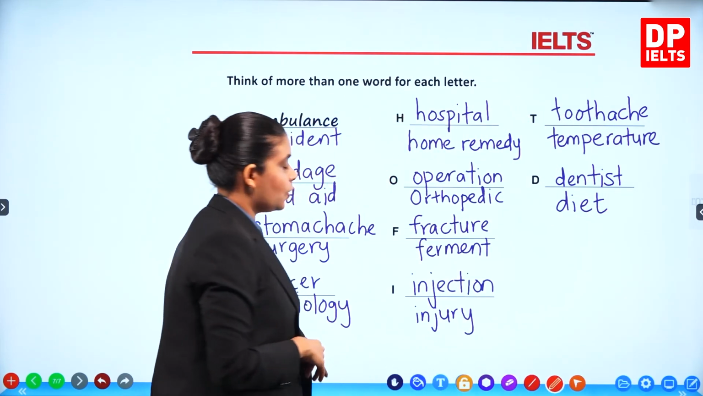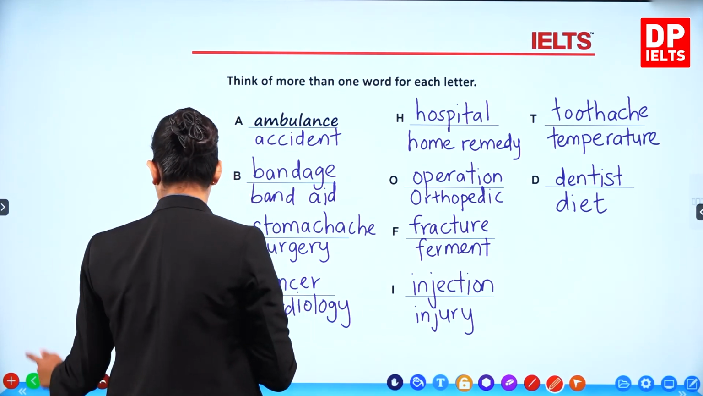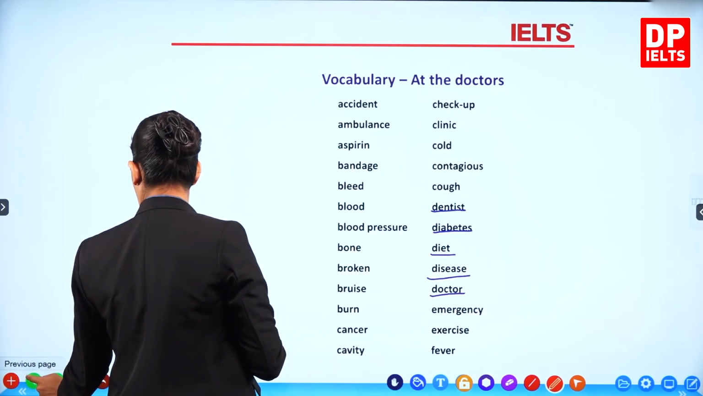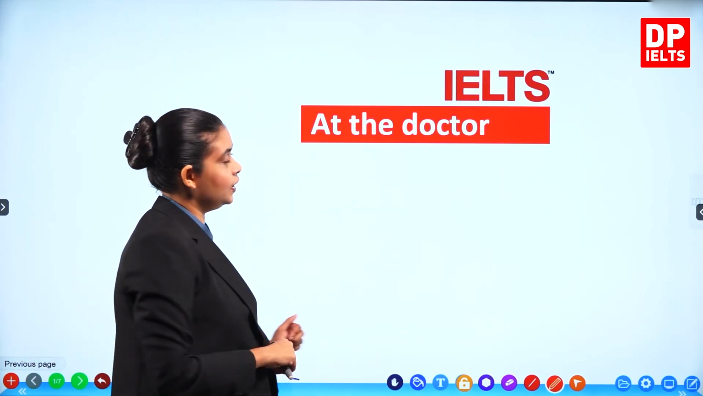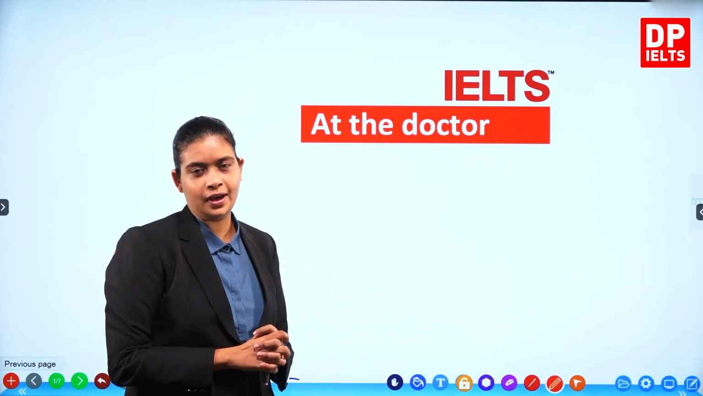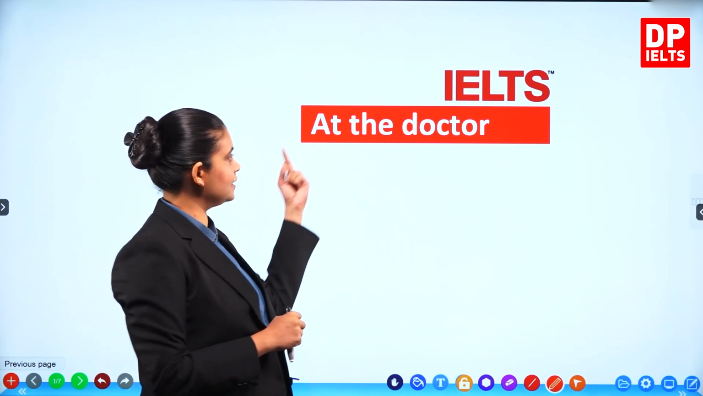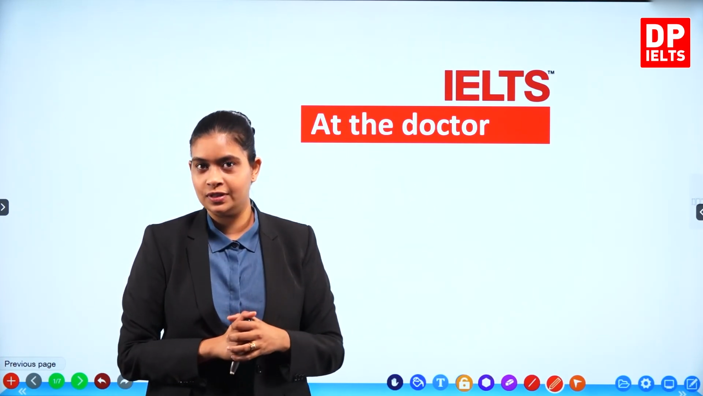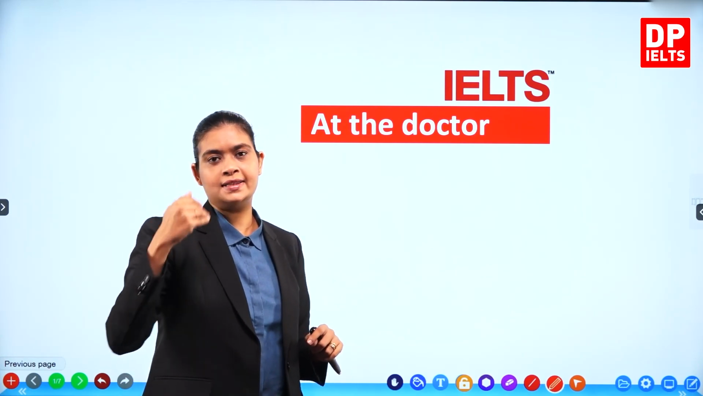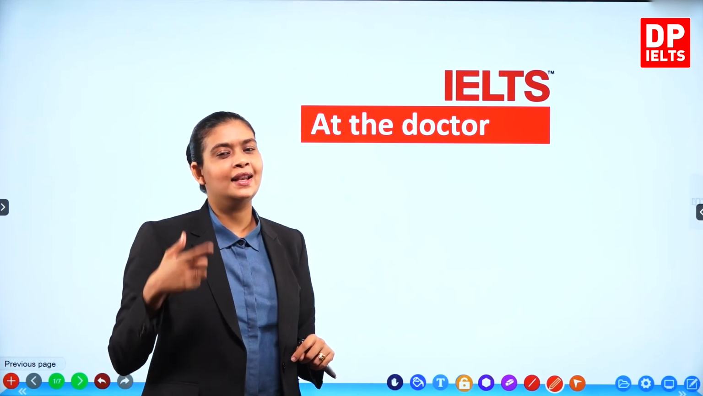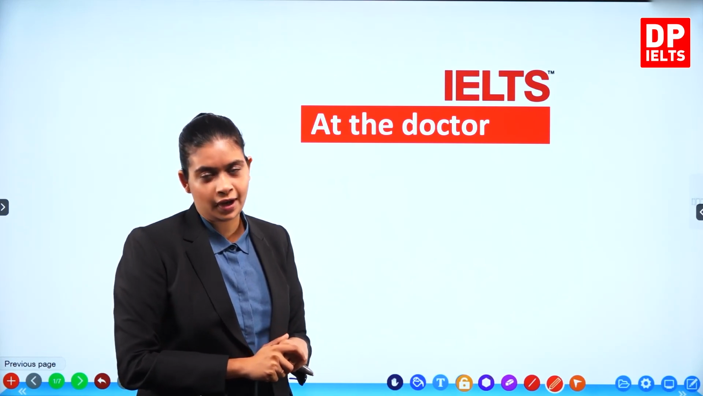Right? So basically, this brings us to the end of the lesson, which was all about the vocabulary at the doctor. So as always, let us have a look at what we have done today, right? We had a look at a lot of vocabulary which were related to the topic all around at the doctor, right? We then had a look at what's the matter and some answers, and we also had like a little memory game, right, to see from one letter how many words you can write.